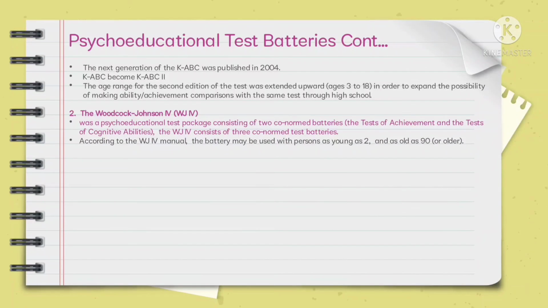There are a total of 12 tests in the oral language battery, including 9 English language tests and 3 parallel tests in Spanish. The battery may be used to gauge proficiency in English or Spanish and to evaluate various aspects of oral language, the better to assess and understand performance on reading, writing, and related tasks. According to the WJ4 manual, the battery may be used with a person as young as 2 and as old as 90 or older.